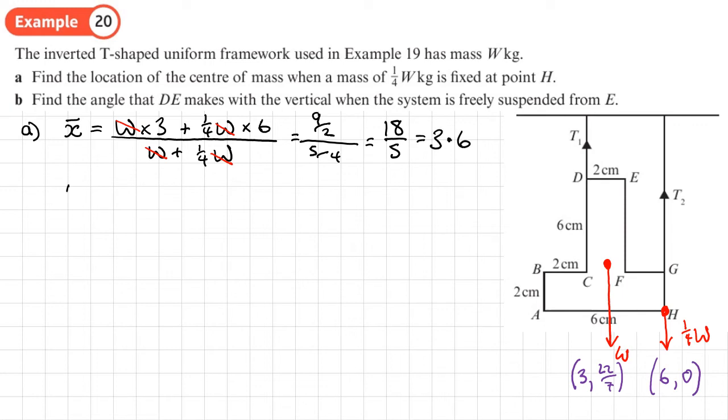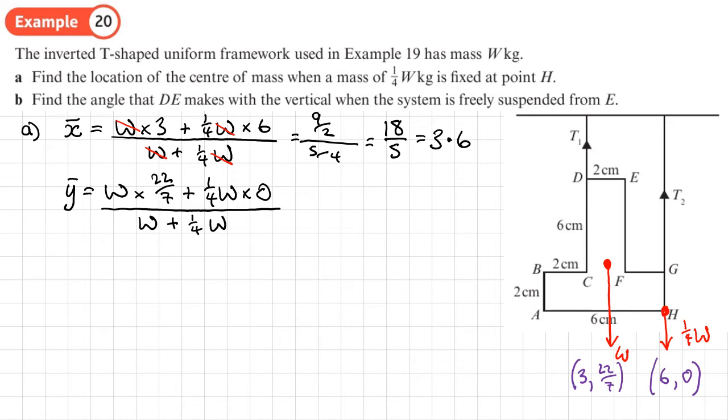We'll do the same for Y bar now. So we'll take the mass of each part. The mass of the framework is W. Its center of mass in the Y direction is 22/7, plus the mass that's been added times its center of mass in the Y direction, which is 0. And we divide that by the total mass.